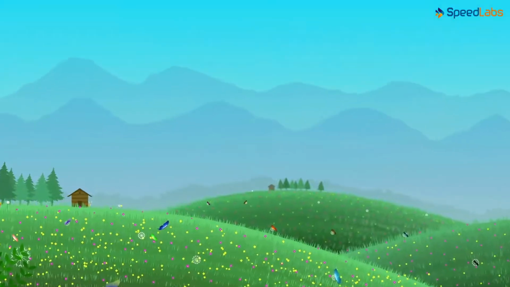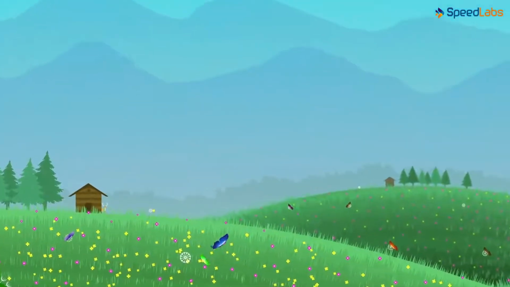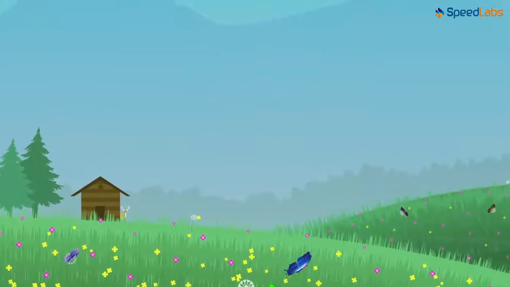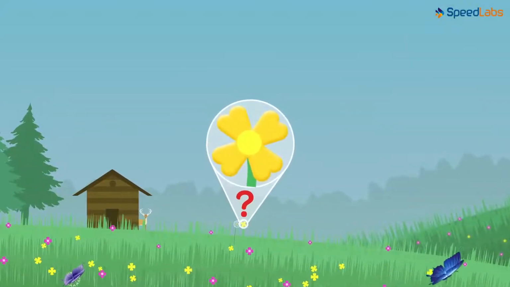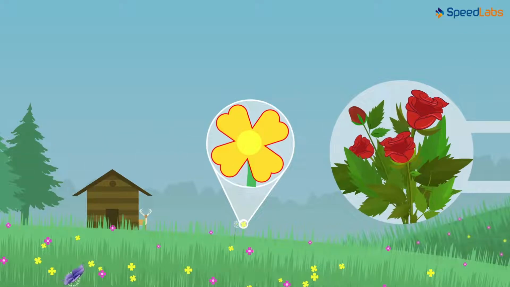The mere sight of bright and attractive flowers makes us feel so good. They have a unique capability of making us feel pleasant. But what are flowers actually meant for? Any idea why some plants have flowers and the others don't?